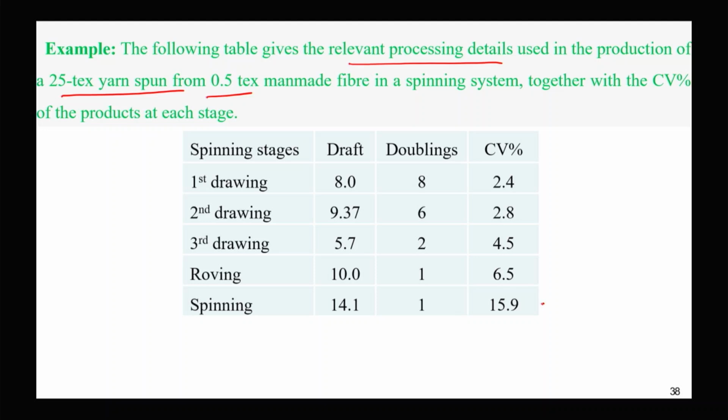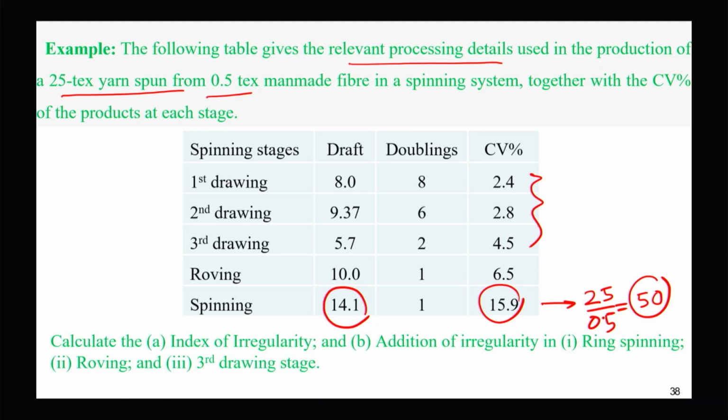So in yarn, here you can see the number of fibers in the yarn cross section is 25 by 0.5, so 50 fibers. And here the draft given in the ring frame is 14 and CV percent of the yarn is 15.9. Roving frame, third draw frame, second draw frame. So three stage draw frame is given.